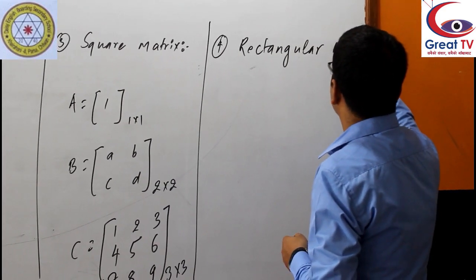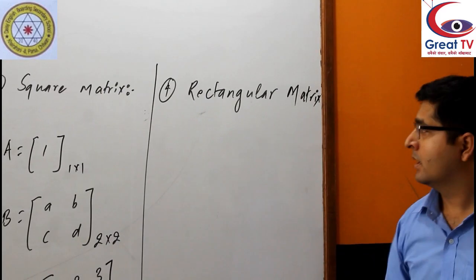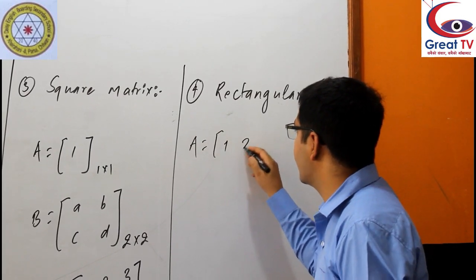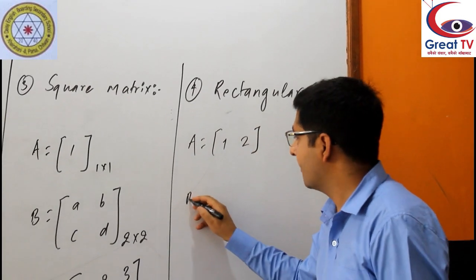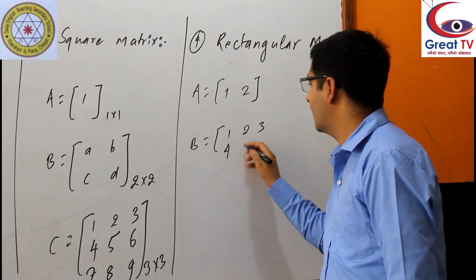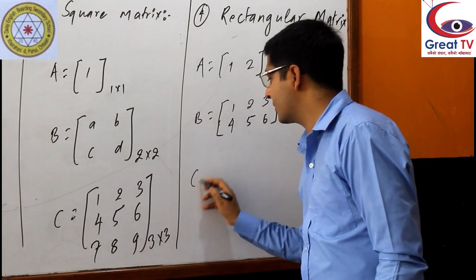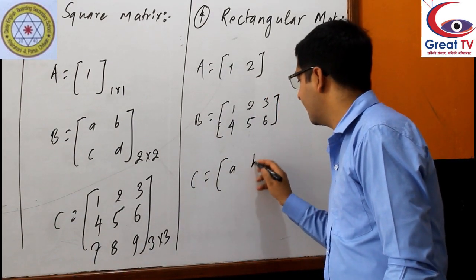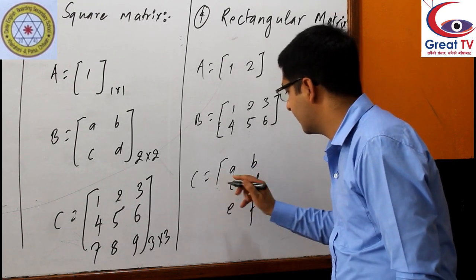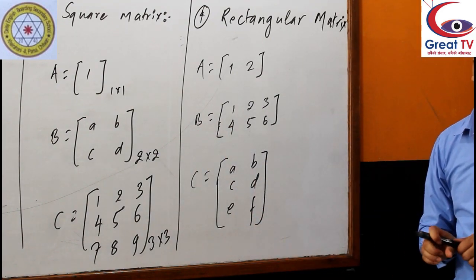Rectangular matrix. Okay, A equals 1, 2. B equals 1, 2, 3, 4, 5, 6. And matrix C equals A, B, C, D, E, F. Now, write the order of all these matrices.